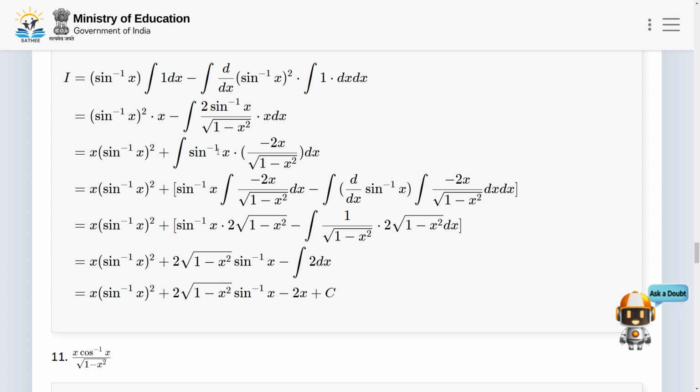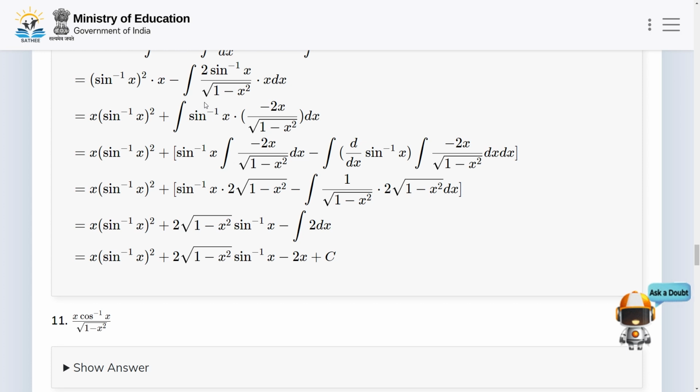Now just rearrange the terms. You get sine inverse x multiplied with minus 2x divided by root 1 minus x square. Now again apply the by parts rule. First function as it is, integration of this, minus derivative of first function, which is 1 by root 1 minus x square. Integration of this is just 2 times root 1 minus x square. From here you can see this term and this term will be cancelled. The integration of 2 will be 2x, so this will be minus 2x, and the integration of this is just 2 root 1 minus x square.